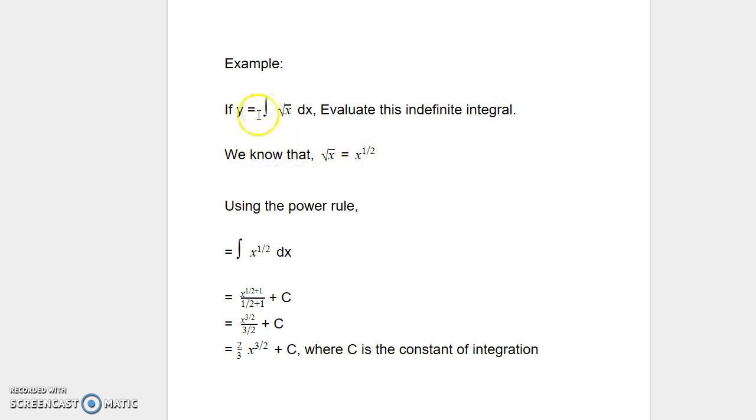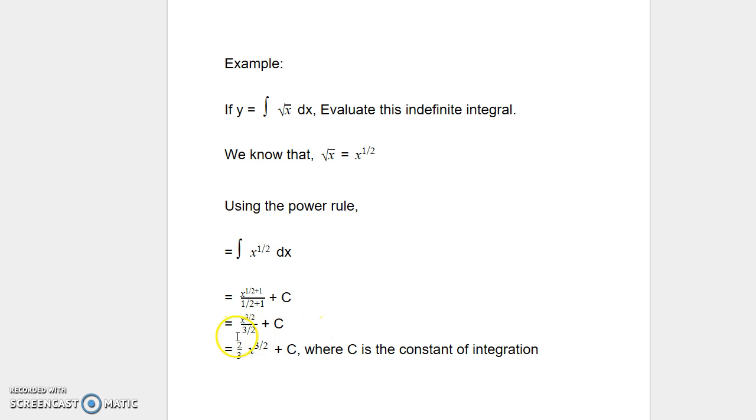Since the problem we have is y equal to the integral of the square root of x dx, we can rewrite that as the integral of x to the power of 1/2 dx. Now we are going to use the power rule and simplify this. This becomes x to the power of 1/2 plus 1, the whole thing divided by 1/2 plus 1, plus c, where c is a constant of integration. When we simplify 1/2 plus 1, it converts to 3 over 2, so that is x to the power of 3 over 2, the whole thing divided by 3 over 2, plus c.